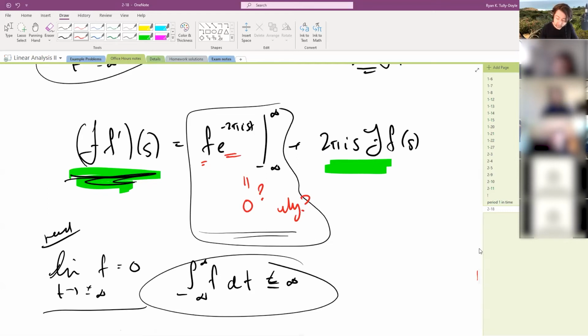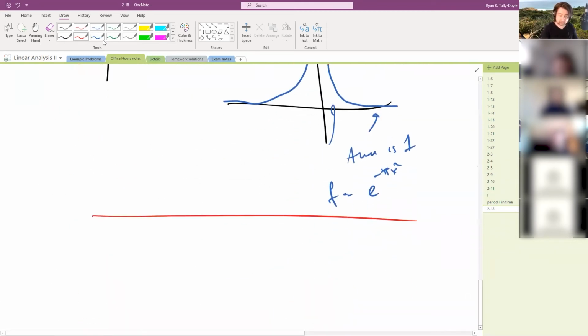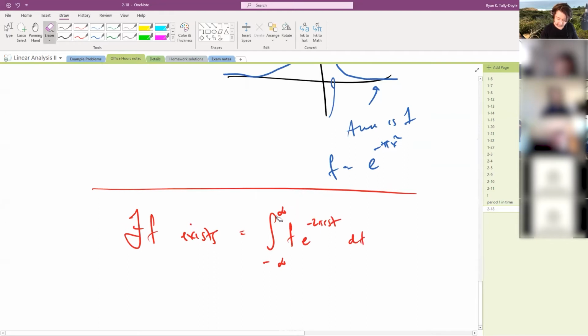Mm-hmm. Because the very fact that the Fourier transform of f exists is enough to force it to be the case that the integral from minus infinity to infinity of... I mean, what does that mean? It means that the integral from minus infinity to infinity of f times e to the minus 2 pi i s t dt... not that.